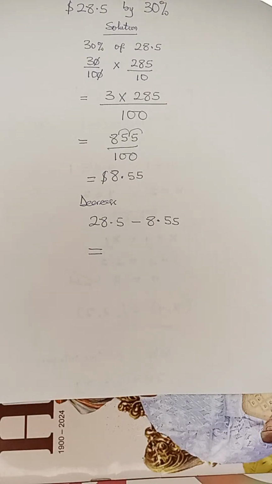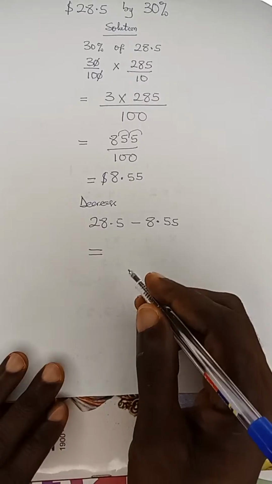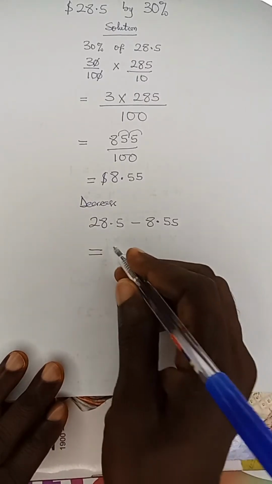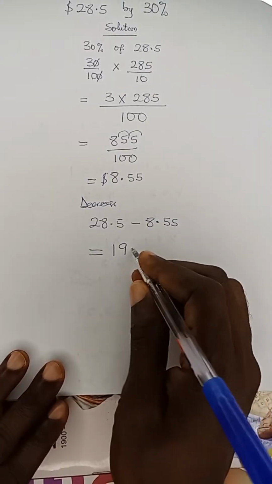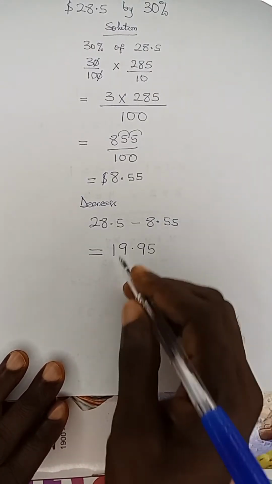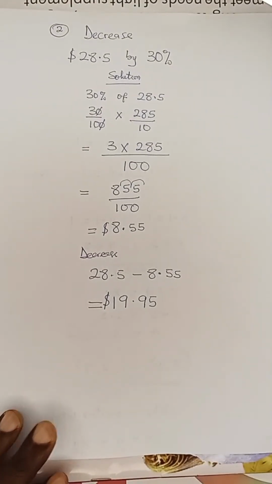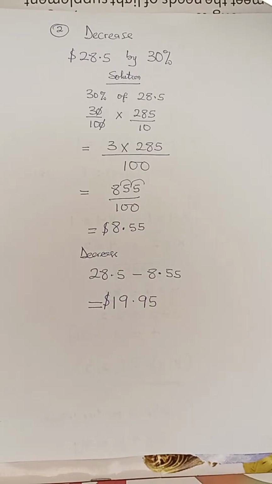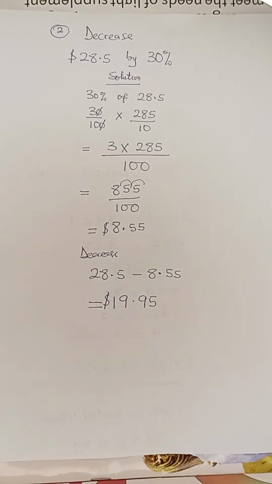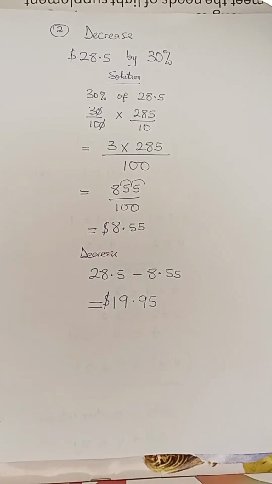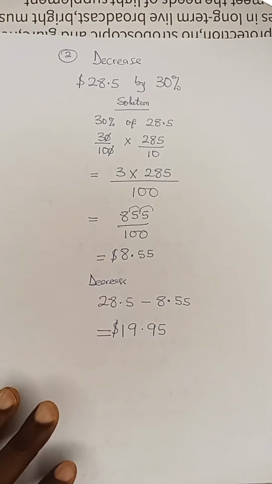We are not approximating it. We just want the right answer. All right, I think this should give us 19.95. Yes, should give us 19.95. Okay, so the question says you decrease $28.5 by 30%. That has been decreased, and what we have is 19.95. That's the final answer. So that's number 2. Let's move on to number 3.